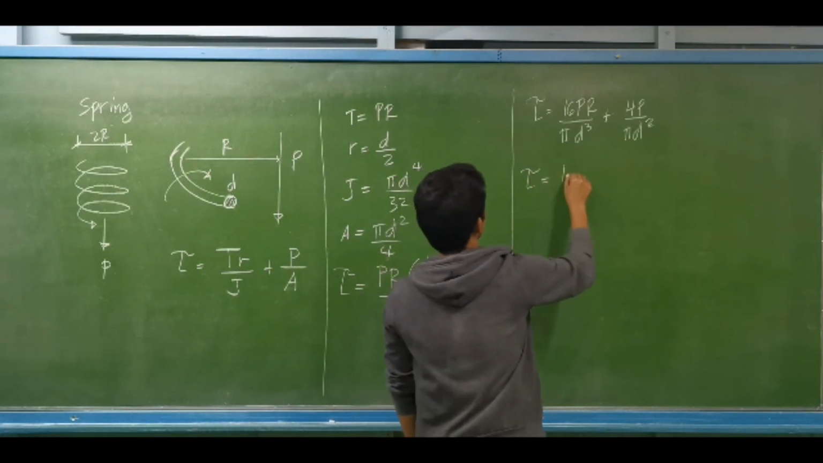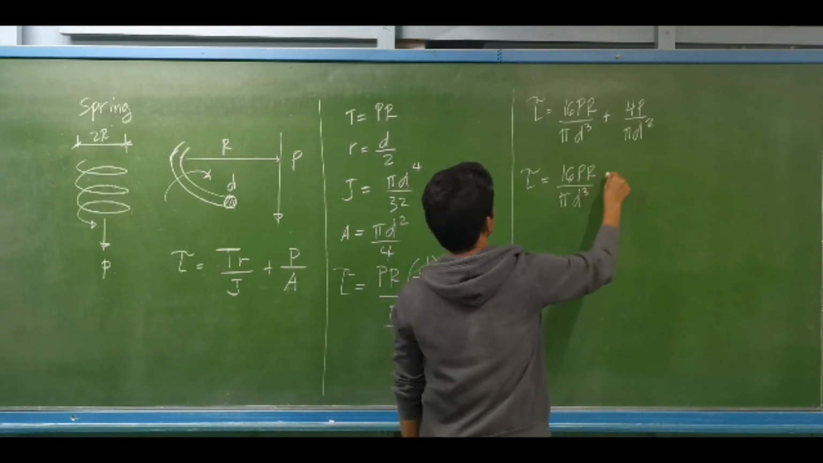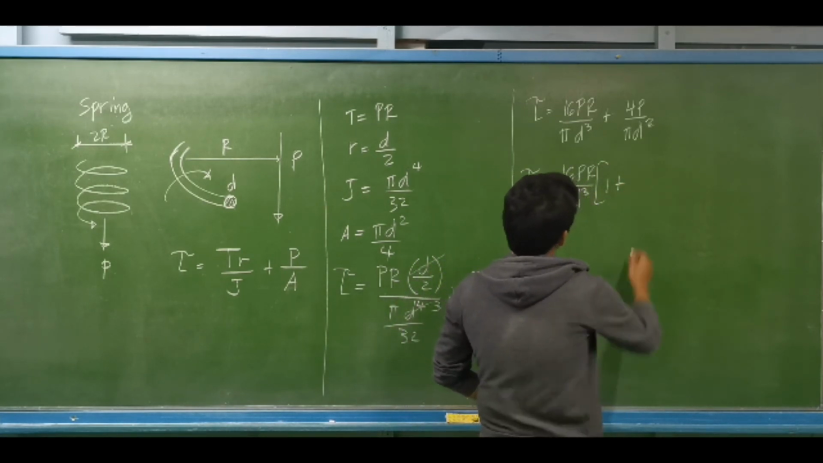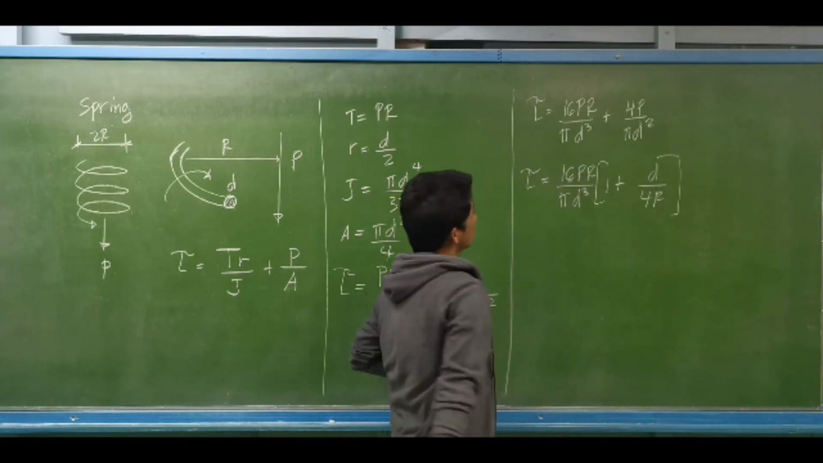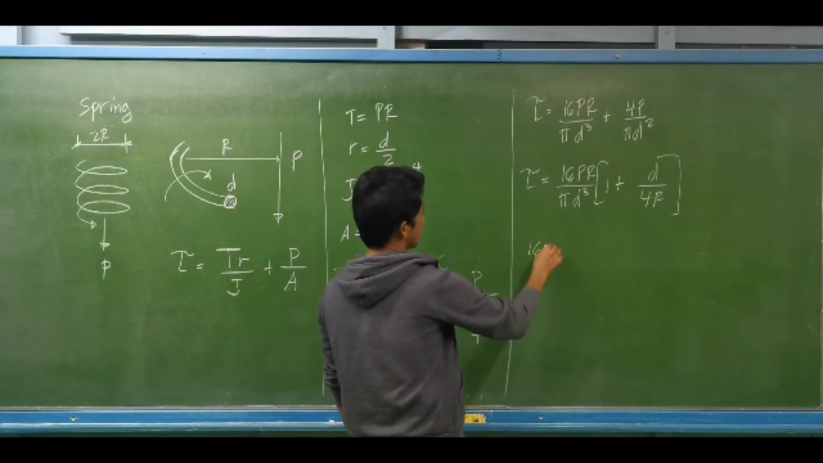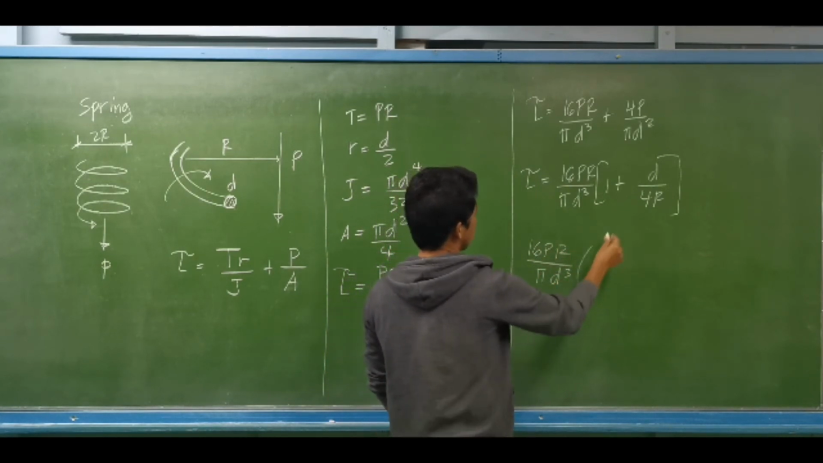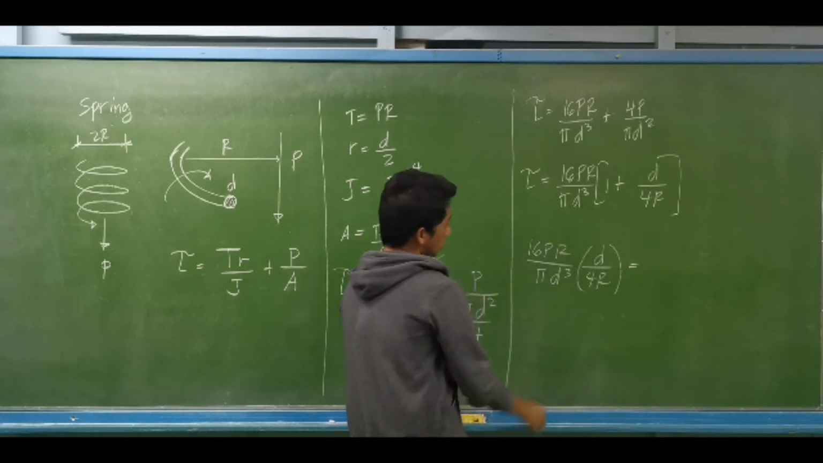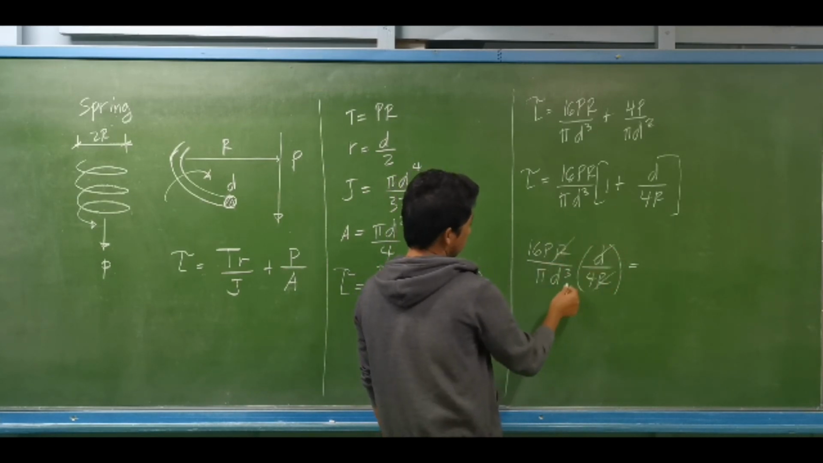If we have the tau, we factor out 16PR divided by pi, the diameter raised to 3. This is now 1 plus the diameter of the wire divided by 4 times the radius. So if we are to check that, we have 16PR divided by pi d cube multiplied by the diameter divided by 4 times the radius, equal to, we may cancel the capital R and the diameter.